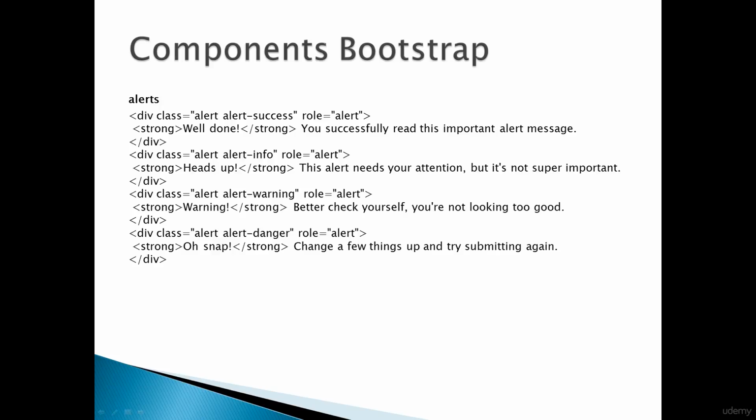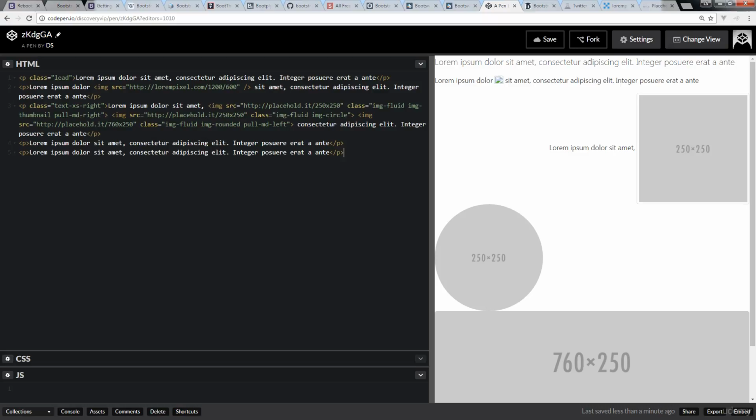Using alerts in Bootstrap gives you the ability to send messages and feedback for user actions. This is where alerts are used, and we see what we've seen before, where we've got success, info, warning, and danger. So these are the ability to set up different colors for the various alerts. So let's open up our editor and start creating some alerts.